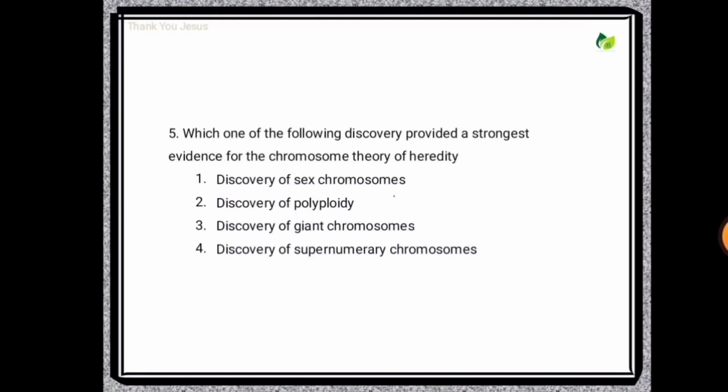Let's see the next question. Which one of the following discoveries provided the strongest evidence for the chromosome theory of heredity? The options are discovery of sex chromosomes, discovery of polyploidy, discovery of giant chromosomes, discovery of supernumerary chromosomes. The correct option is discovery of sex chromosomes, because discovery of sex chromosomes provides the strongest evidence for the chromosomal theory of inheritance. So the answer is discovery of sex chromosomes.